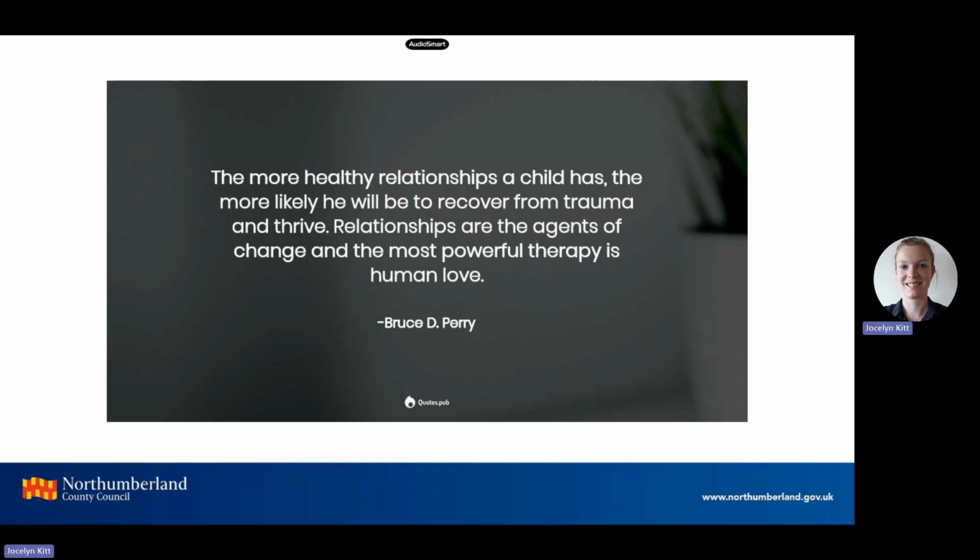The next part of this course is a live session where we're going to talk about some strategies you can use to support children's emotional resilience and hopefully lead to less distress over time.